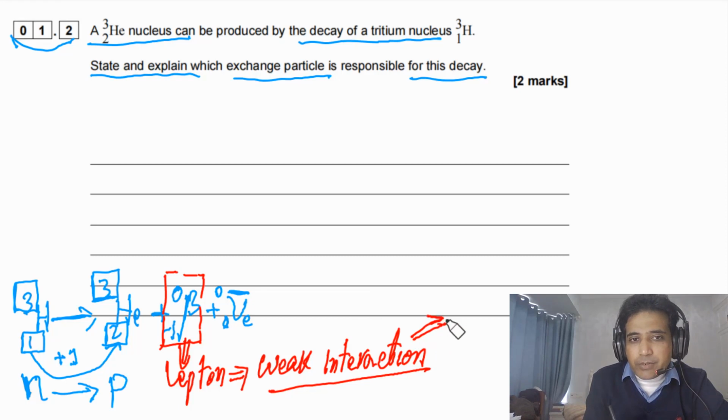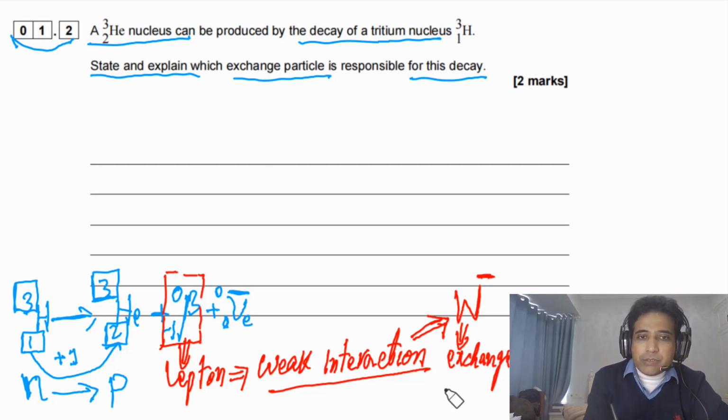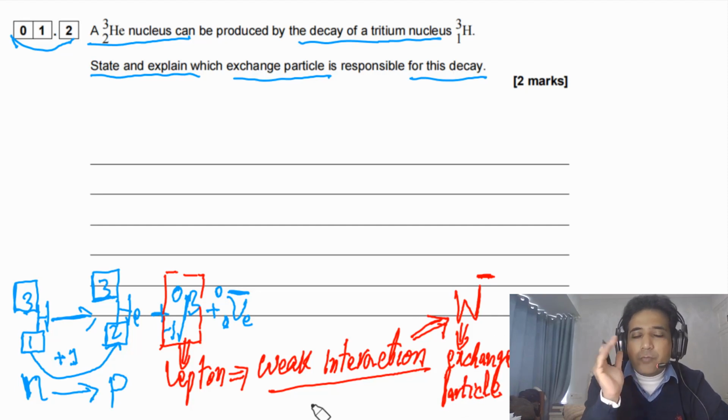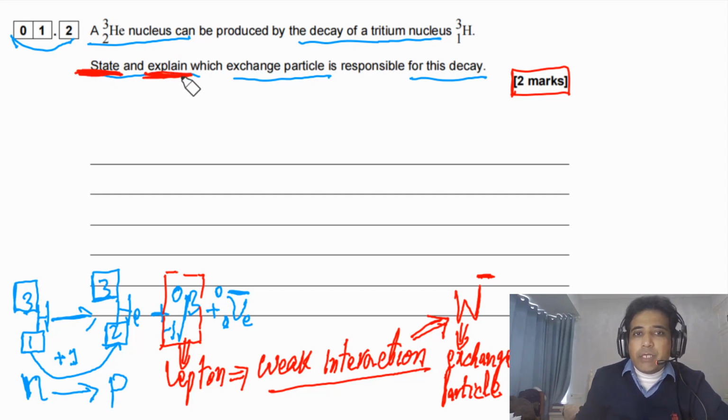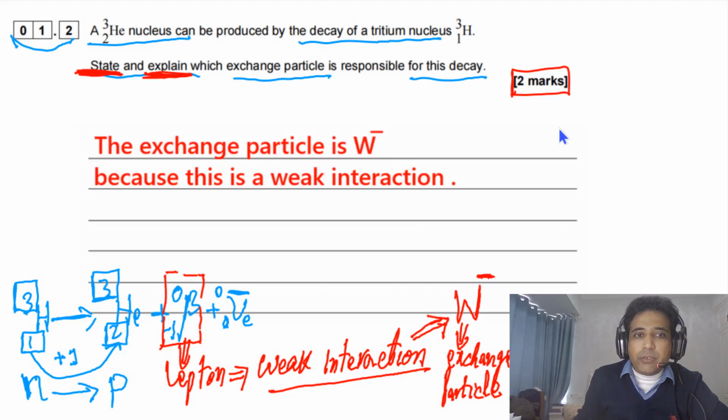As this is a weak interaction and charge is -1, so it means that exchange particle in this case has to be W minus. So this is our exchange particle, or simply you can say this is boson. So this is exchange particle involved in this decay, means responsible for this decay. So these are the things you need to understand to answer this question. This question has 2 marks, so you have to state first of all what kind of exchange particle, then you need to explain. So 2 points you have to mention. So if you write down in your answer these 2 points, you will get 2 marks.